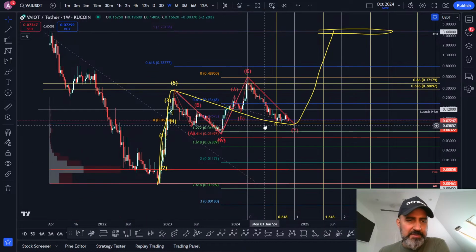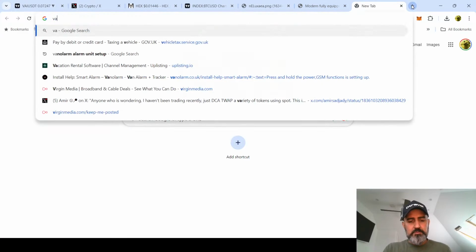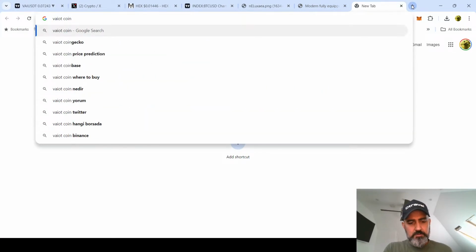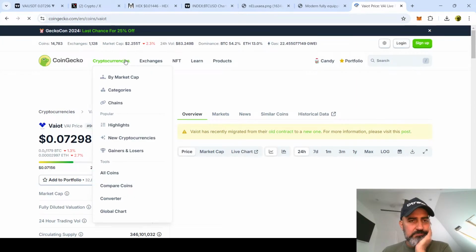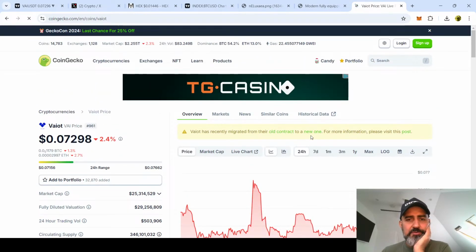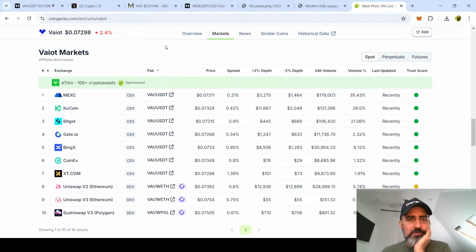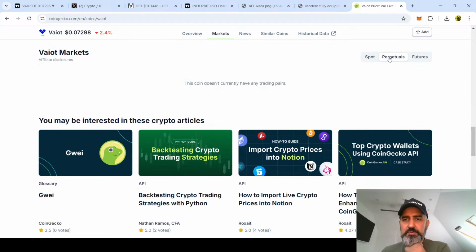The only thing that I'm not seeing is volume on KuCoin. We just have a look at the volume on the different markets. Let's say migrated. VAIOT is migrated from the open shell. Okay, that's fine. MEXC and KuCoin are kind of on par. BitGet, BingX, it's all spot. Any perpetuals? No perpetuals.